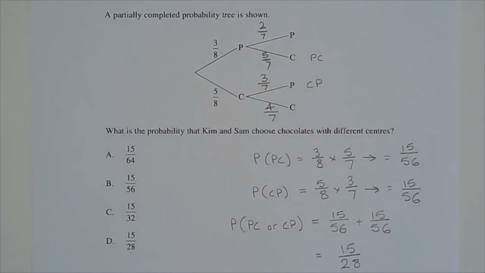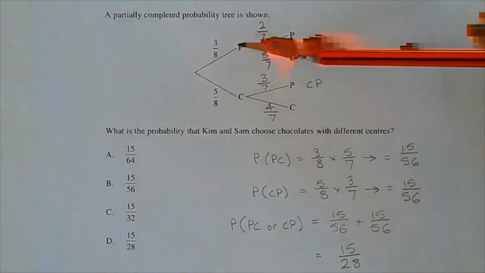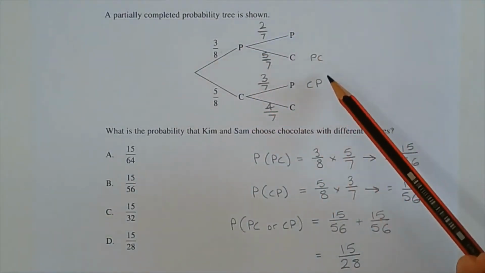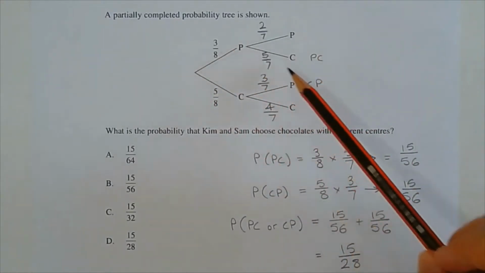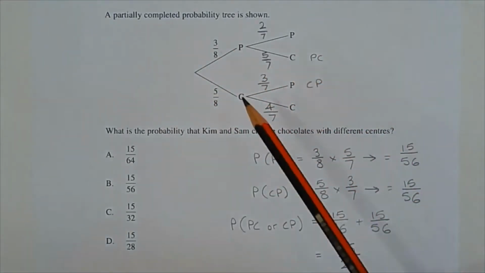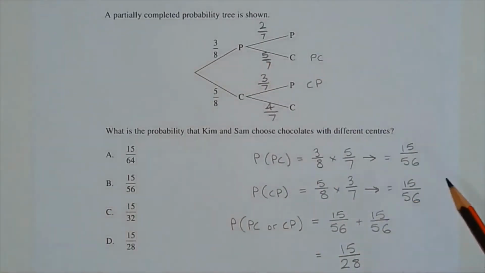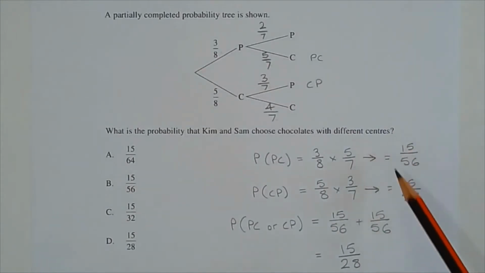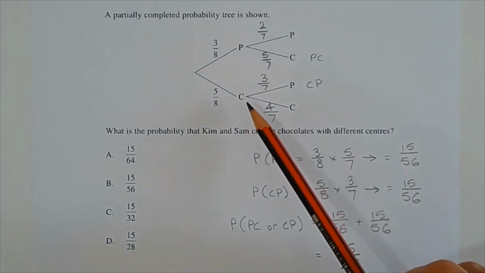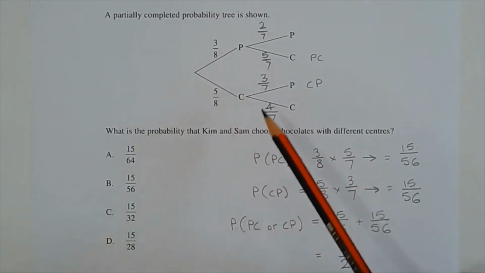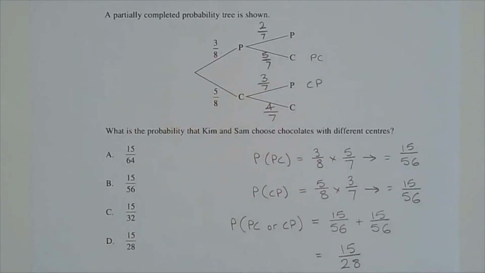Now to determine the probability that Kim and Sam choose chocolates with different centers. So the 2 outcomes that we're interested in is PC, so peppermint caramel, or caramel peppermint. And we get those probabilities by multiplying across or through the branches of the probability tree. So PC, probability of peppermint caramel, is 3 over 8 multiplied by 5 over 7, which is 15 over 56. And the probability of caramel peppermint is 5 over 8 multiplied by 3 over 7, and that's also 15 over 56.